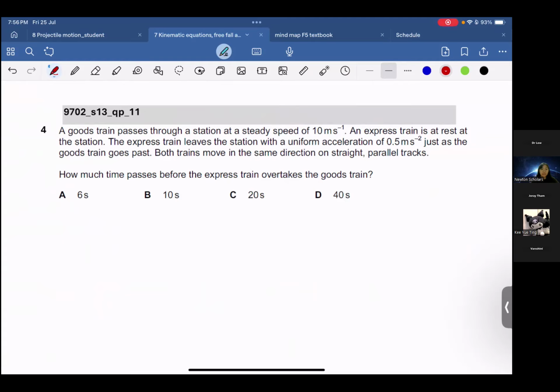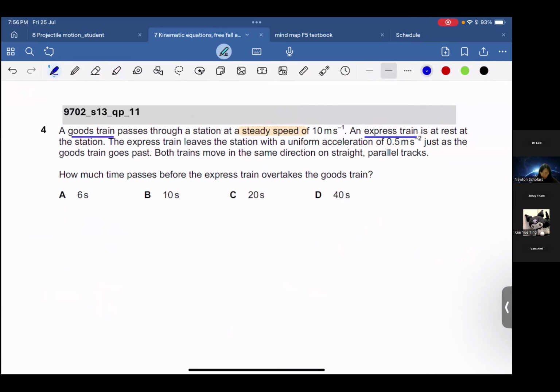Number four. A goods train passes through a station at a steady speed. Okay, here, keyword: steady speed. So what formula do you have to use for steady speed? We cannot use the four equations from just now. Here, an express train. So we have two: one is the goods train, another one is the express train.